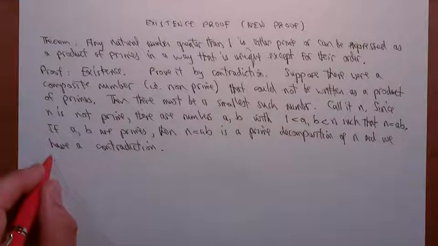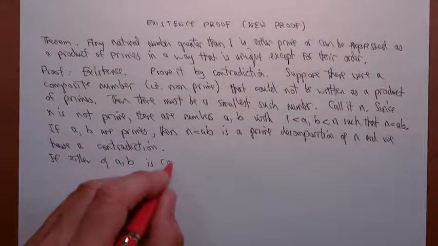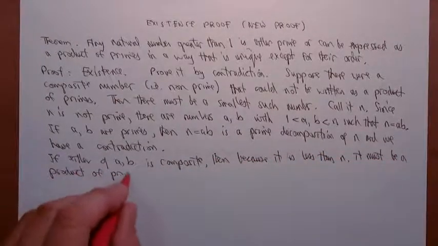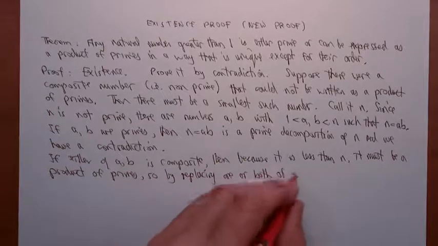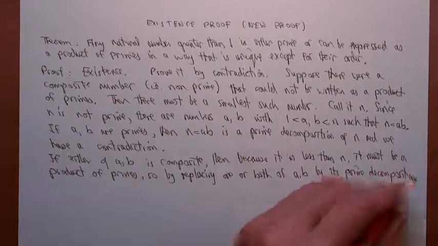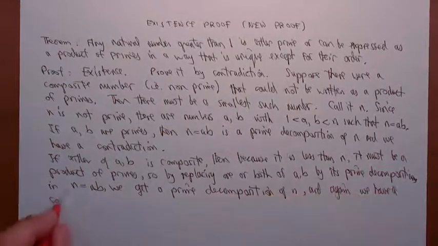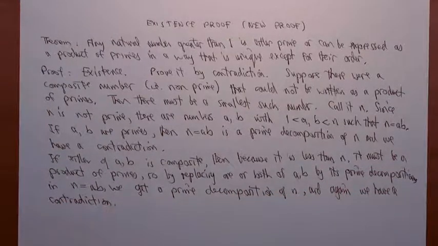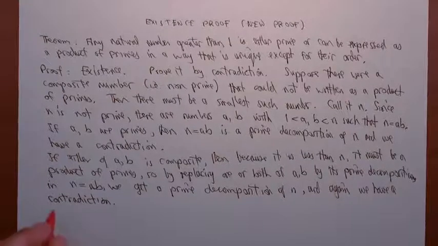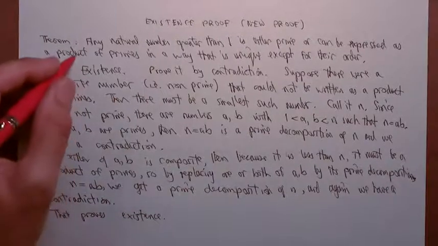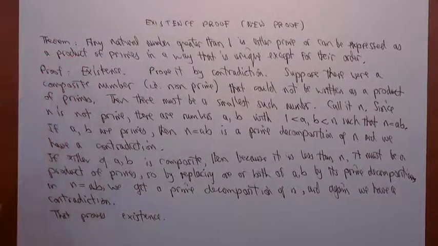Well, if it's not the case that a and b are primes, then at least one of them must be composite. But if either of a, b is composite, then because it's less than n, it must be a product of primes. So by replacing one or both of a, b by its prime decomposition in n equals ab, we get a prime decomposition of n, and again we have a contradiction. That proves existence. That's the first part of the proof of the fundamental theorem of arithmetic.